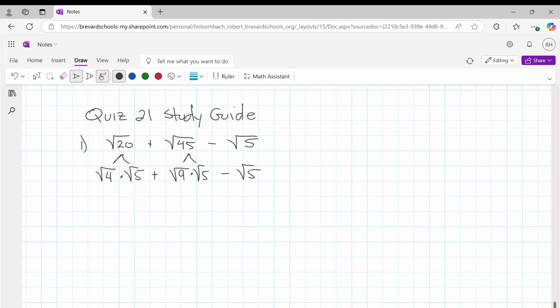So the square root of 4 is a perfect square, and it's equal to 2. The square root of 9 is equal to 3. And now we can simplify. So we take a 2 plus 3, which is 5, minus 1 is 4. And the radical 5 just moves over. So this is our simplest form.